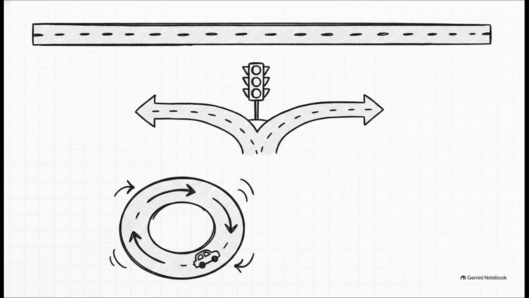First, we've got sequential control. This is like driving straight down an empty highway. Python reads line 1, then line 2, then line 3, just executing statements one right after another. Super simple, right? But life isn't always a straight line.